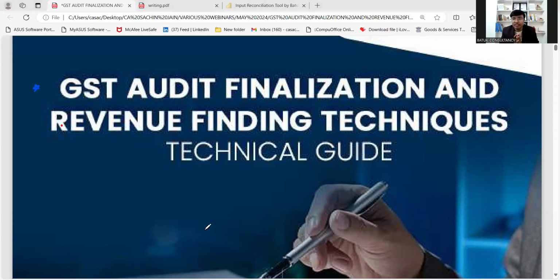So let's start our discussion on day 2 on GST audit finalization and revenue finding techniques. Before moving ahead, in our last session we started from the core concept of how we can initiate the GST audit in a specific way. First, we need to gain knowledge about the business pattern and the business industry, so that we get an idea about the applicable provisions of GST law, and can go with the audit in a very effective and efficient way.